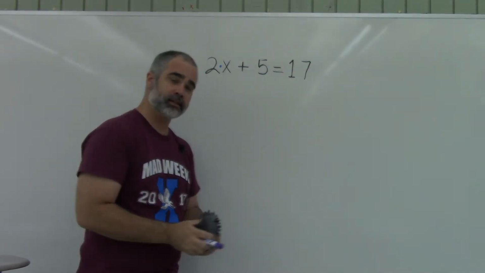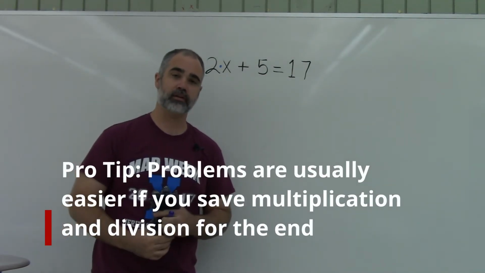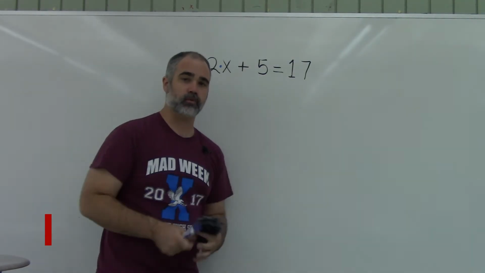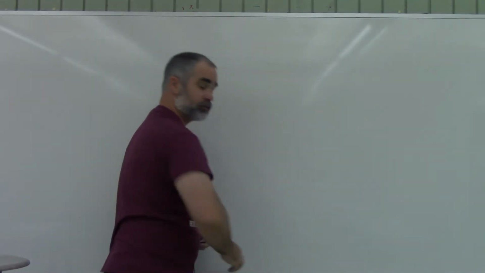I would recommend saving your multiplication division toward the end of your problem. It will make your life a lot easier if you do save it for the end. You'll tend to have lots fewer fractions and decimals if you do that. All right, let's look at another case.